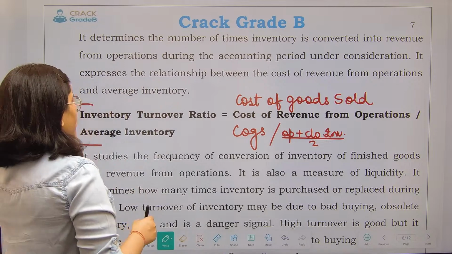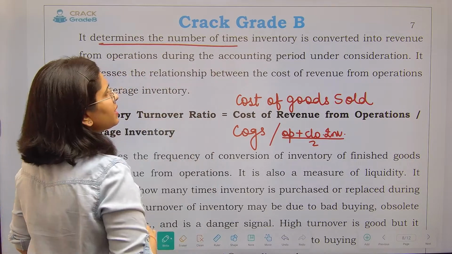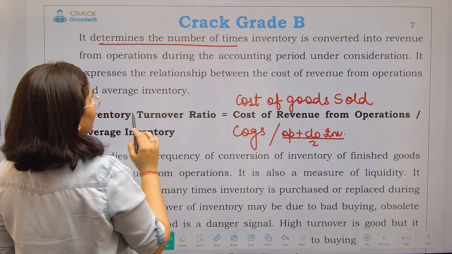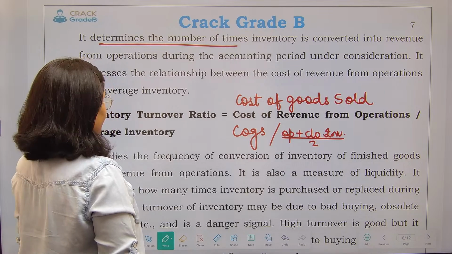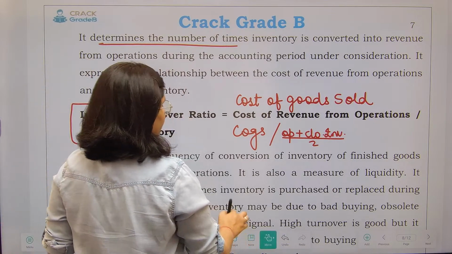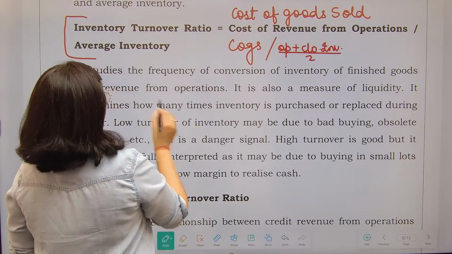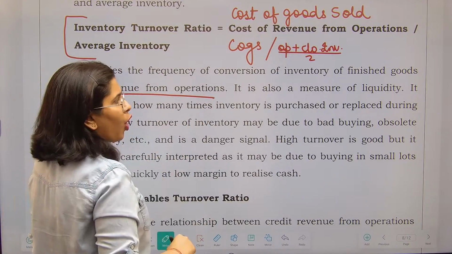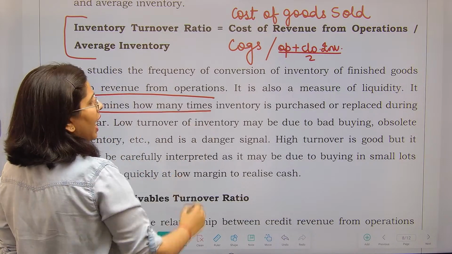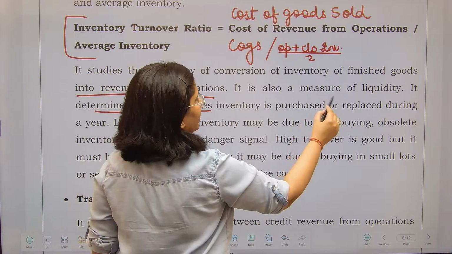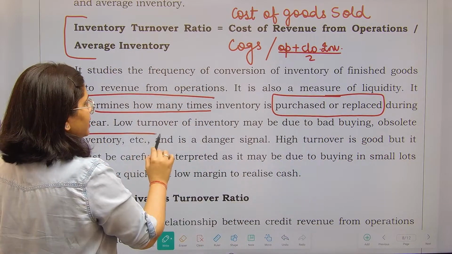So you see, the inventory turnover ratio determines the number of times inventory is converted into revenue from operations during the current period. Fine. It studies the frequency of conversion of inventory of finished goods into revenue from operations. It is also a measure of liquidity. It determines how many times inventory is purchased or replaced during the current year.